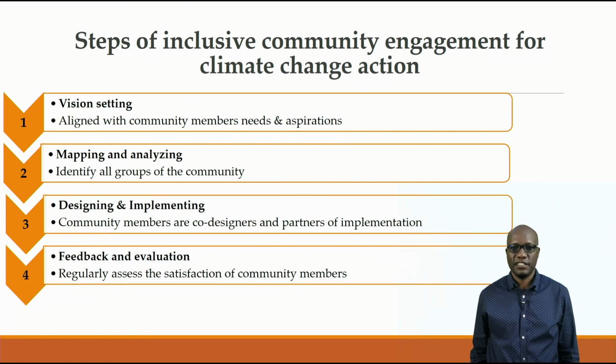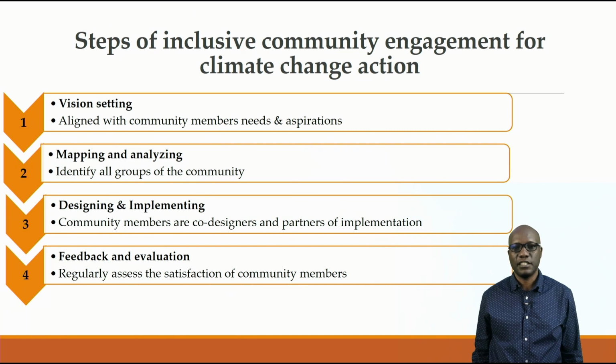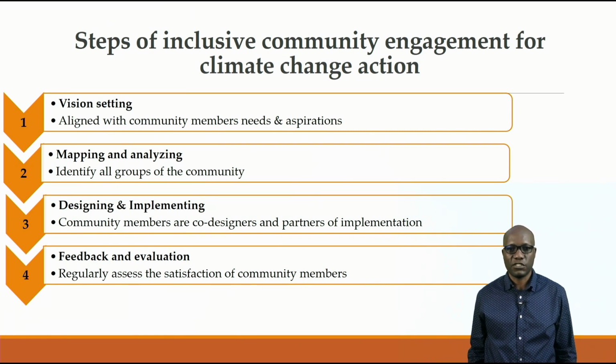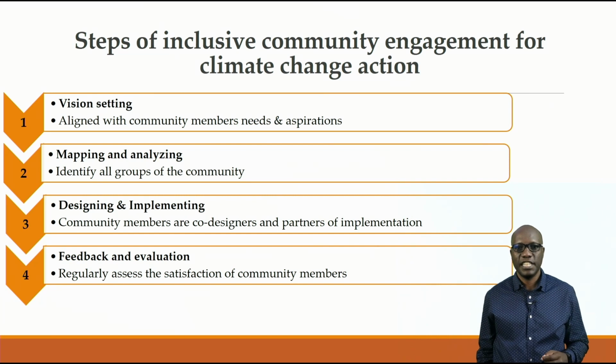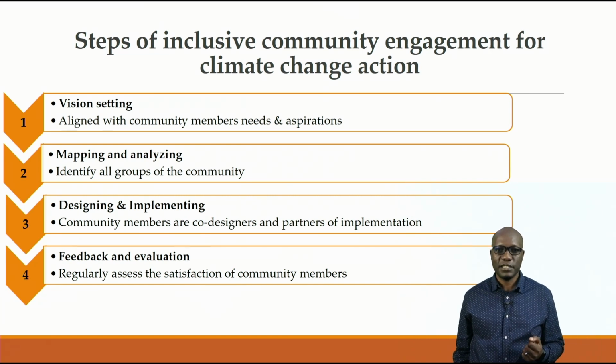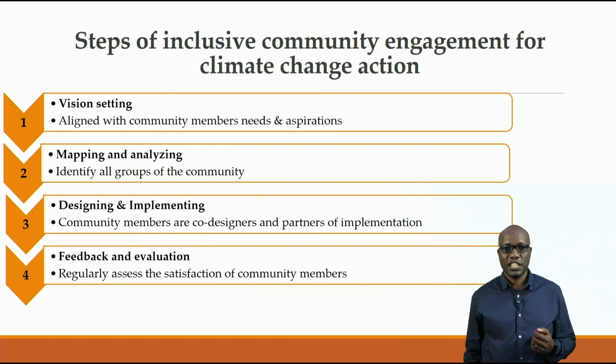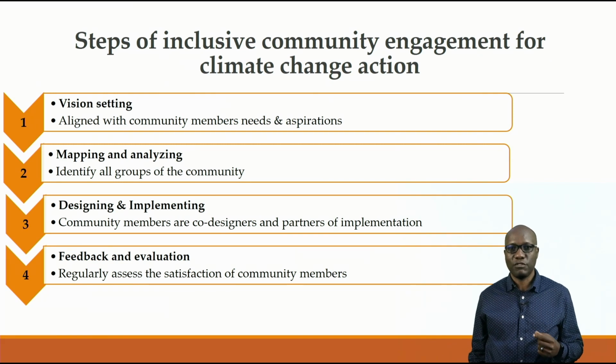The first stage is vision setting. The vision of climate change should be aligned with community members' needs and aspirations. The second stage is mapping and analyzing. This step implies the existence of an effective process to identify all of the groups of the community and understand their needs and vulnerability in relation to climate change. Special attention is dedicated to the identification of marginalized communities.